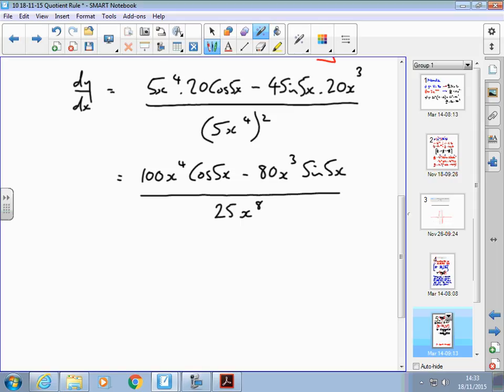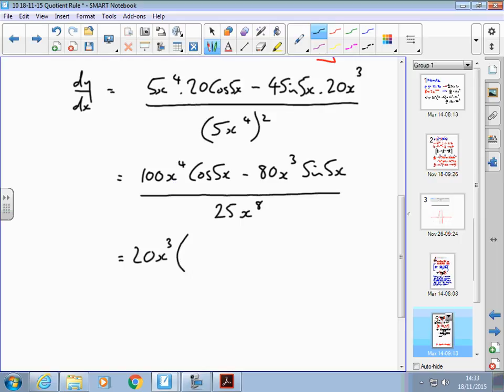So looking at this top, what's common to both? Well, 20 goes into 80 and 100, so I can take 20 outside. And x cubed, I could take x cubed outside because I've got an x cubed there and an x to the 4 there. So I can take 20 x cubed outside a bracket.